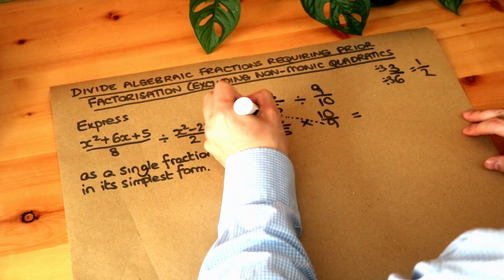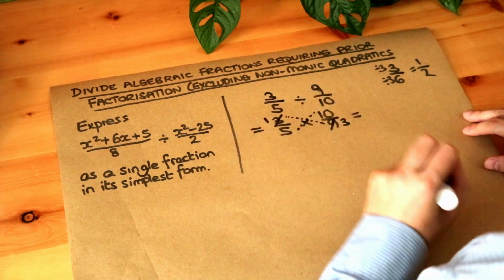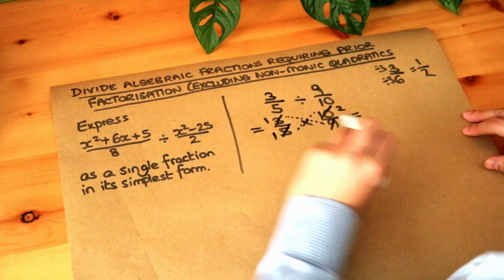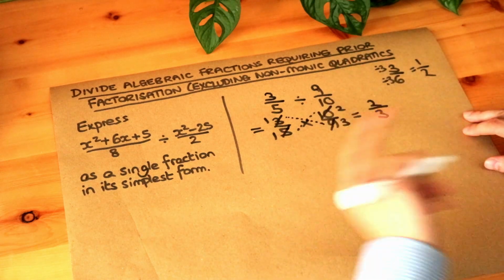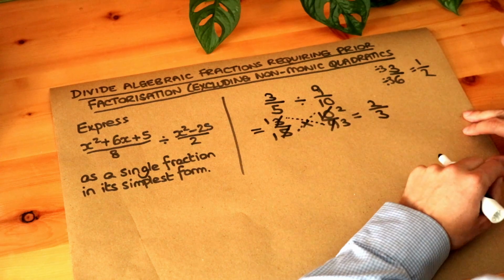So the 3 becomes 1, the 9 becomes 3. And similarly here, the 10 and the 5. The 10 you could divide by 5 to become 2. You could divide the 5 by 5 to become 1. Then 1 times 2 is 2. 1 times 3 is 3, and then that becomes a lot easier. You don't have to simplify the fraction after you've multiplied these together.